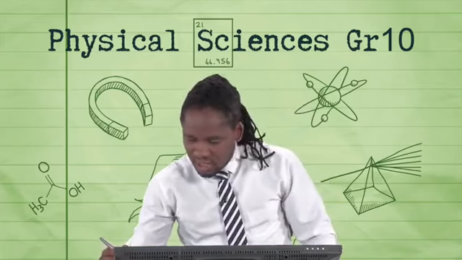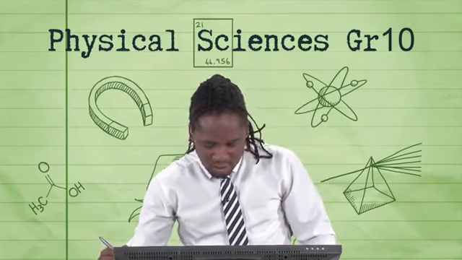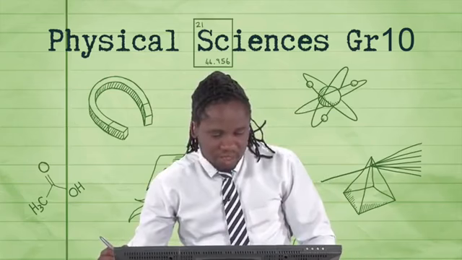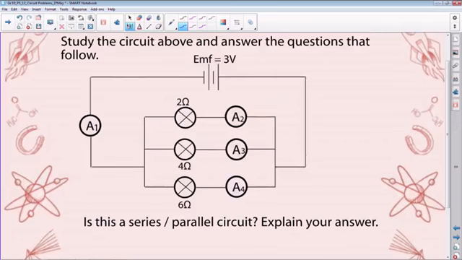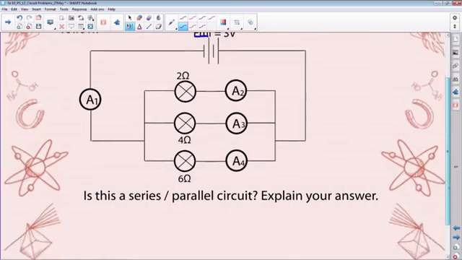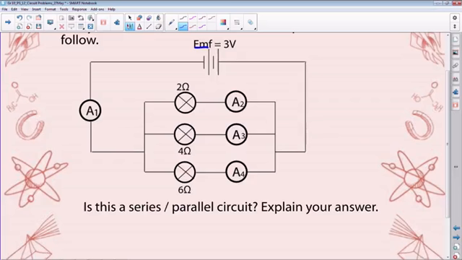That said, now it's time for us to look at a couple of questions, which I'm going to give you a couple of minutes to try, just to get through the questions so that we have a clear understanding as to where we're going with this. It says study the circuit below and answer the questions that follow. We've got the EMF there, which is 3 volts. We've also got A1, which is our ammeter, A2, A3, and A4. Now, just to give you a chance to respond to the first question: is this a series or a parallel circuit? Briefly explain your answer.